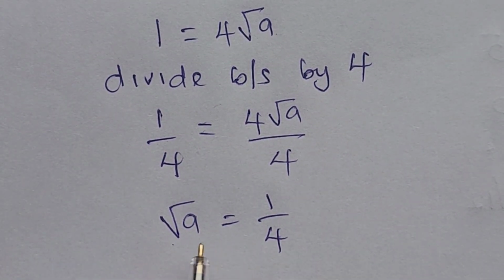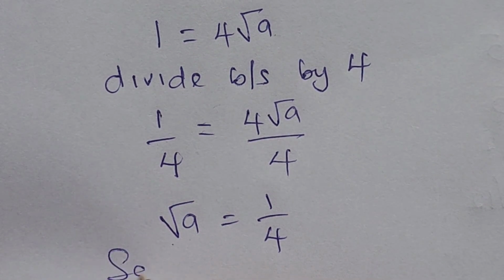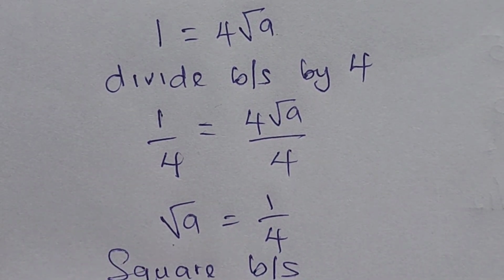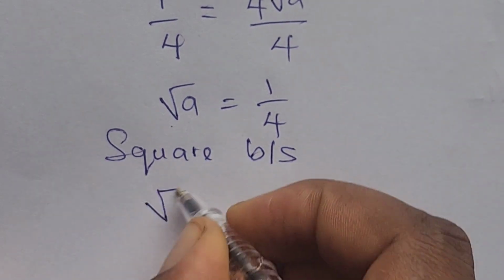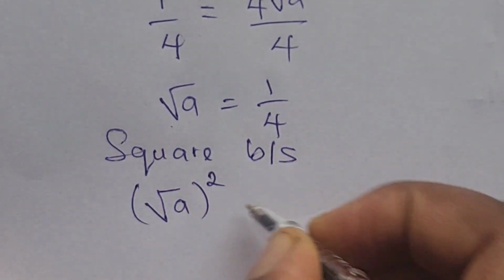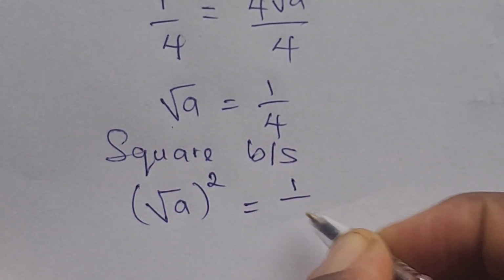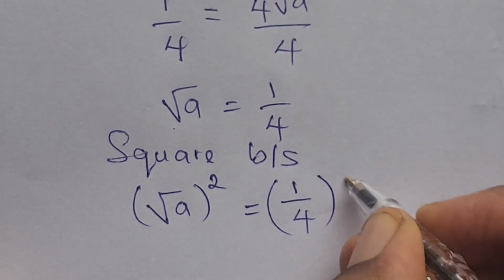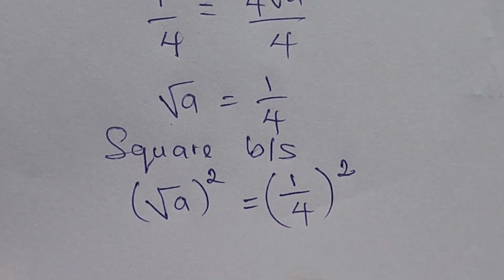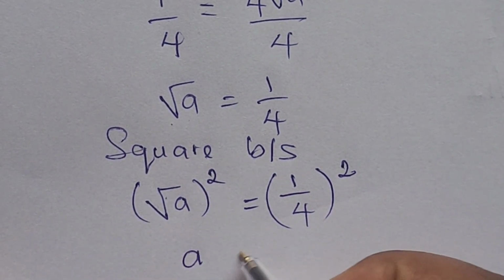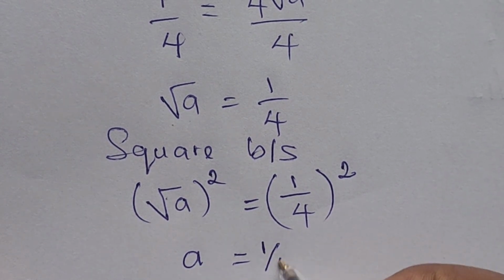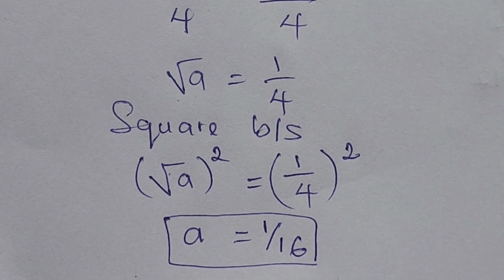So we can square both sides to get our a. We have root a all squared to be equal to 1 over 4 all to the power of 2. So this cancels out this. We have that our a is equal to 1 over 16. So our a is equal to 1 over 16. Let's verify.